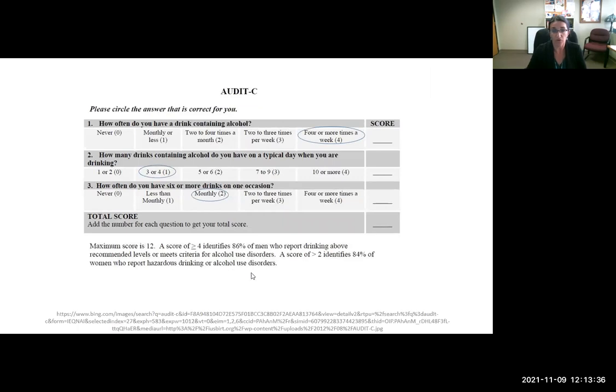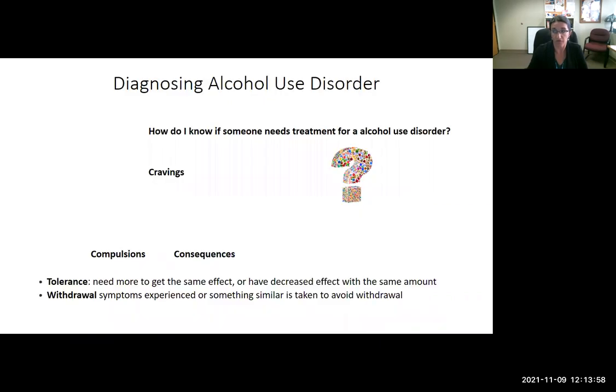And you can see here that a score of at least 4 identifies 86% of men who are drinking above recommended levels, and they may meet criteria for alcohol use disorder, and over 2 for women. So based on this, we're going to assess further for alcohol use disorder because she's meeting the criteria for risky drinking.